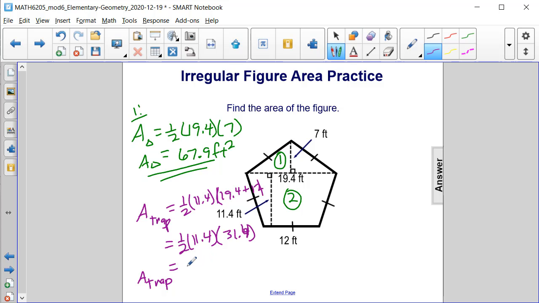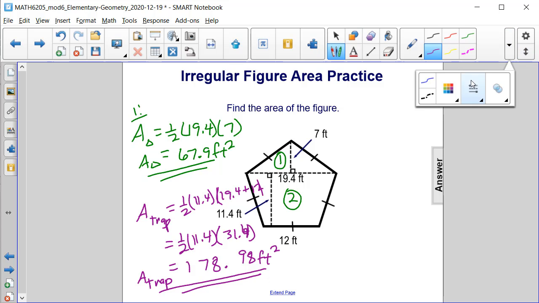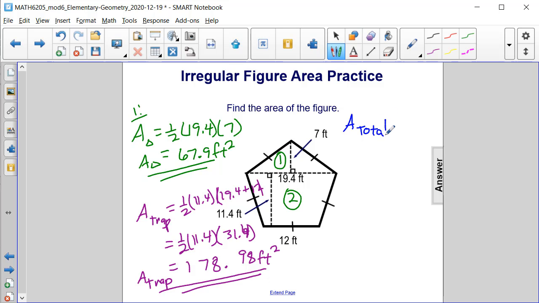which is 178.98 square feet. And then to get the area of the entire pentagon, we're going to add both of these up. So area total is going to be 67 9/10 plus 178.98. And when we add these two numbers together, we will get a total area of 246.88 square feet.